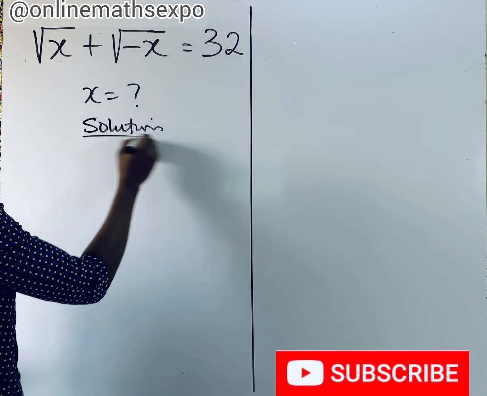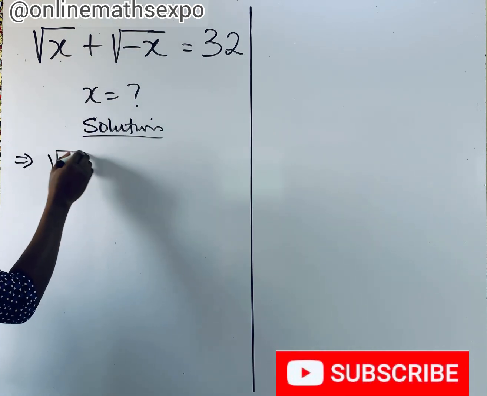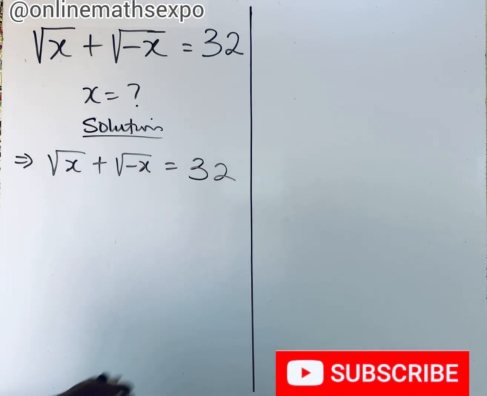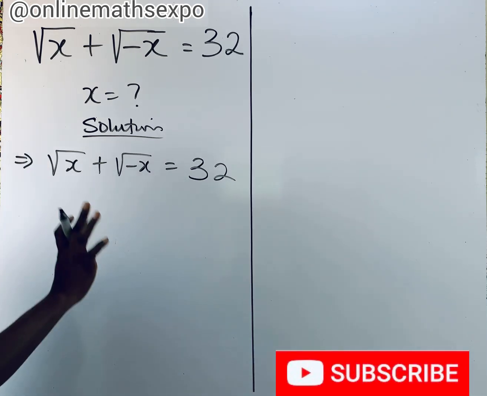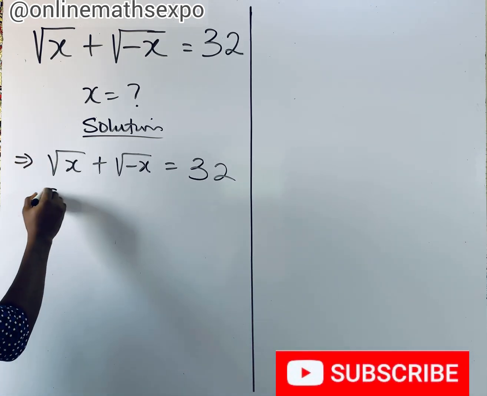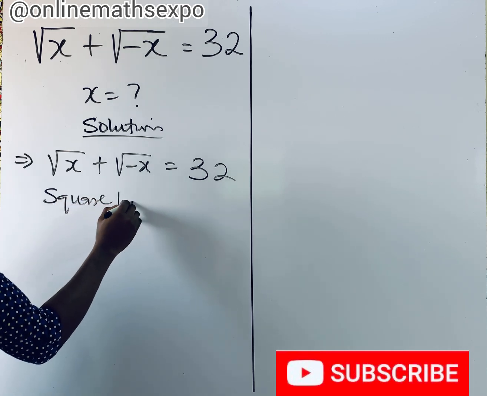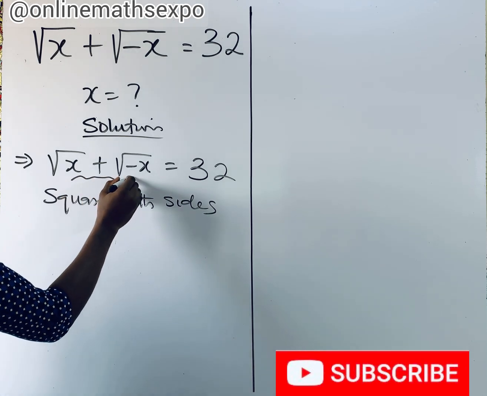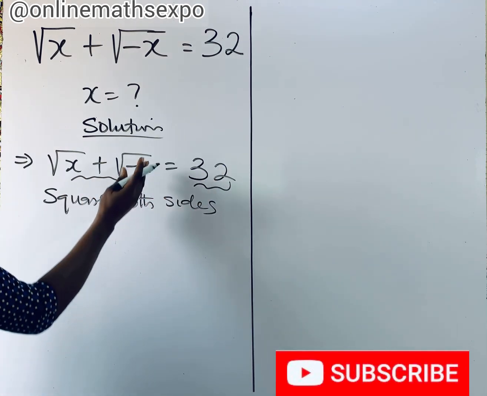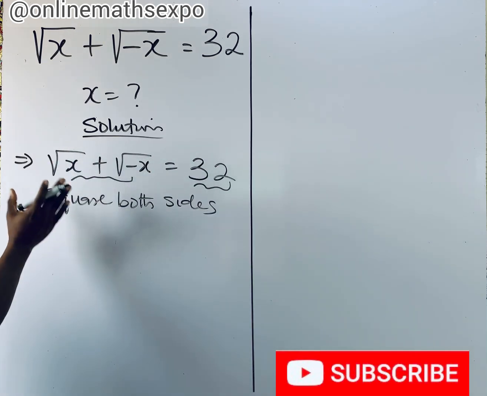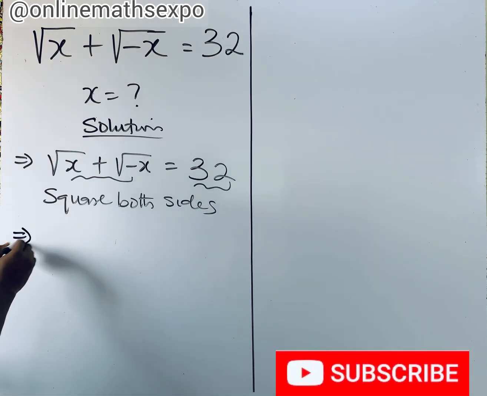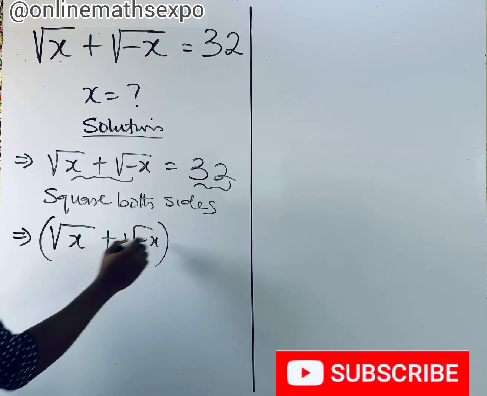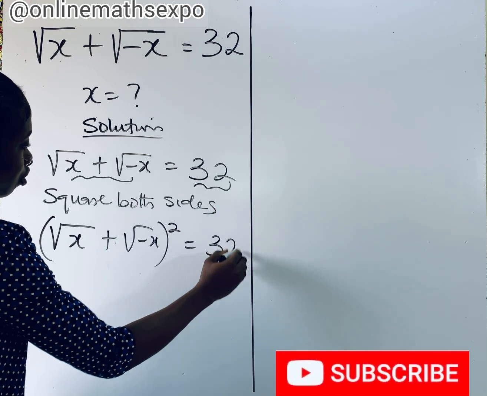Let's rewrite this to have square root of x plus square root of negative x is equal to 32. Now, to remove square roots, we are going to square both sides, okay? So we square both sides. Remember, these sides are together and this is together, so we have two sides, this and this. To square it, we have square root of x plus root of negative x, squared, is equal to 32 squared.